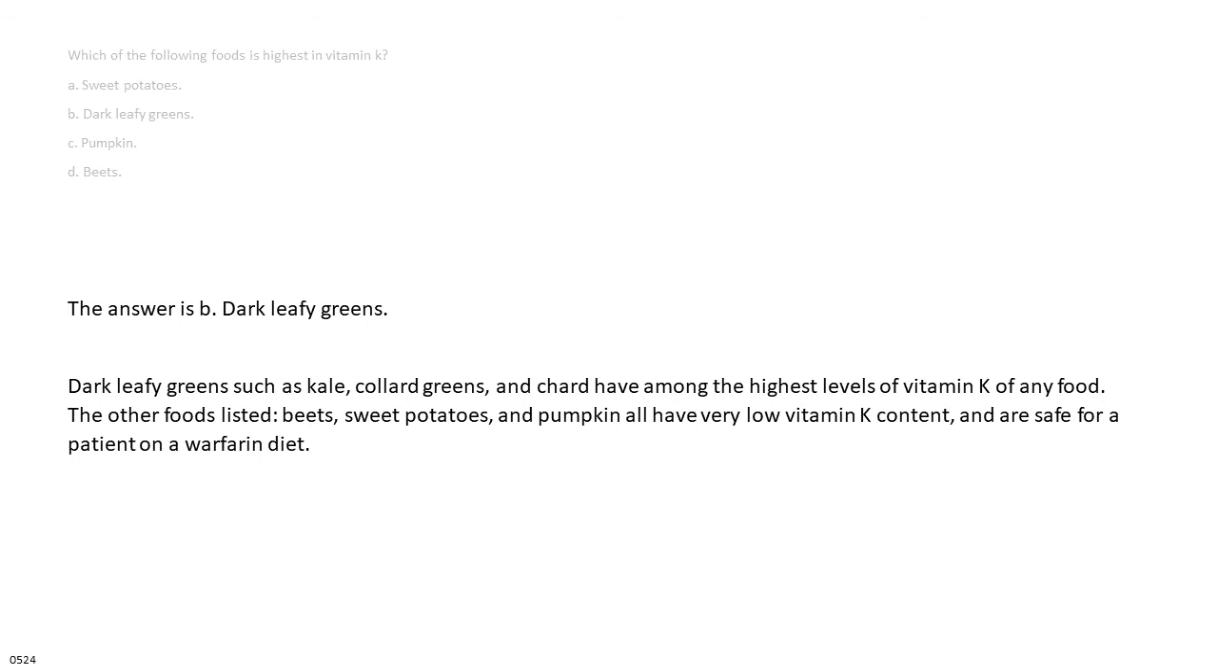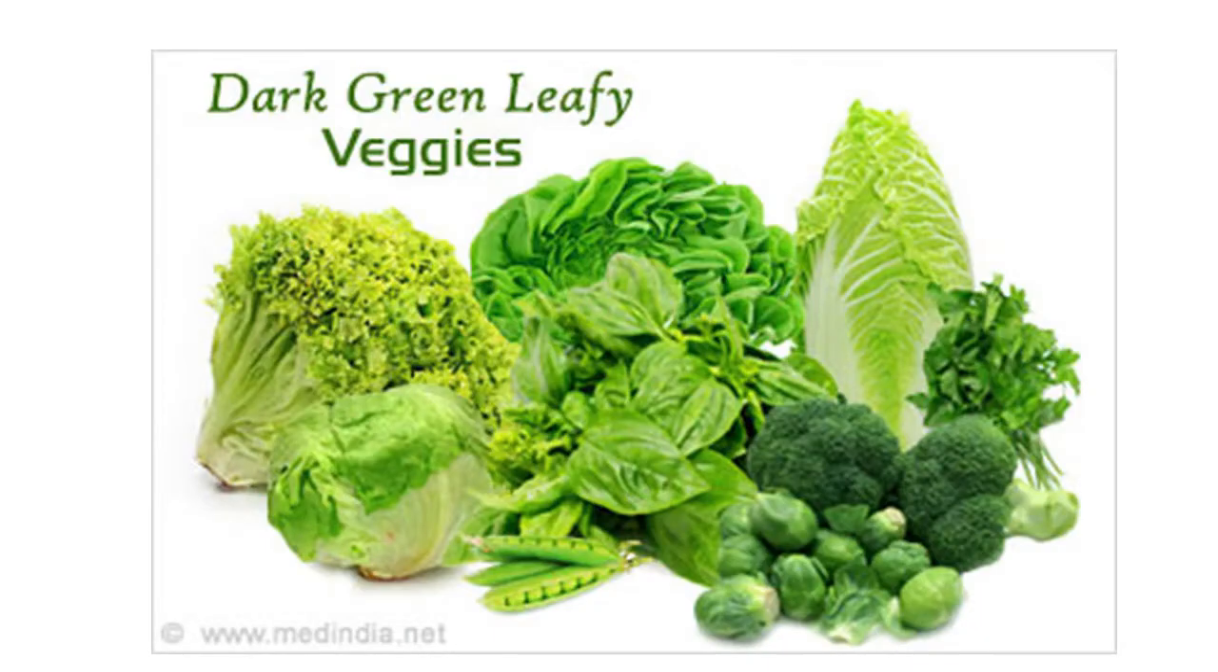Dark leafy greens such as kale, collard greens, and chard have among the highest levels of vitamin K of any food. The other foods listed, beets, sweet potatoes, and pumpkin, all have very low vitamin K content, and are safe for a patient on a warfarin diet.